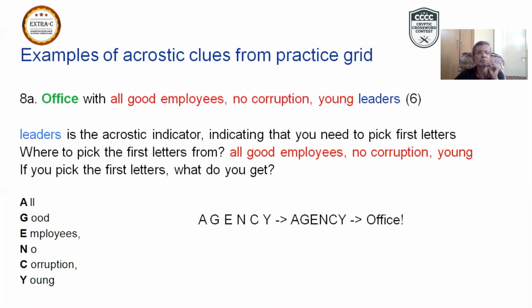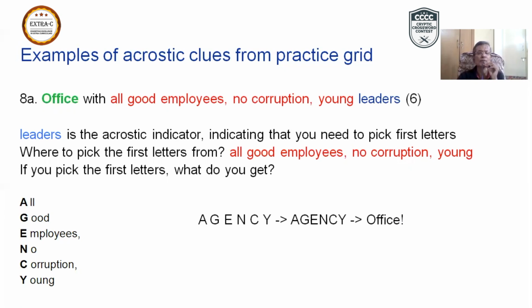If you look at the 6 words, all good employees, no corruption, young. There are 6 words. If you put them like I have shown here and take only the first letters, A, G, E, N, C, Y, and you put them together, what do you get? You get agency, which means office. So that's very simple, right? Because all the letters that you need to pick are there in the clue itself. And the clue tells you that you have to pick the first letters to build the final answer.